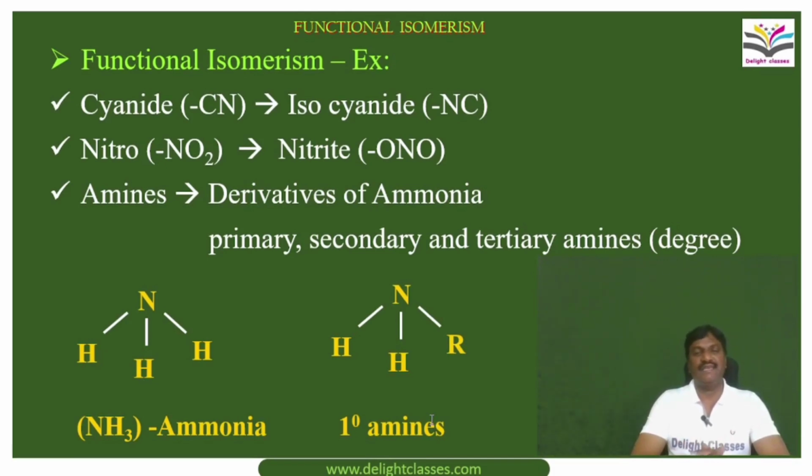Nitro becomes nitrite. Amines. What are the amines? The derivatives of ammonia. Now look at that one. Ammonia is there. When one hydrogen is replaced by one alkyl group, that is primary. If 2 hydrogens are replaced by 2 alkyl groups, that is secondary. If 3 hydrogens are replaced by 3 alkyl groups, that is tertiary. These primary, secondary and tertiary are degrees. So, based on the degrees, it also comes under functional isomerism.